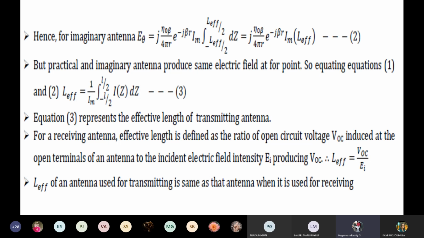For a receiving antenna, effective length is defined as the ratio of open circuit voltage VOC induced at the open terminal of the antenna to the incident electric field intensity producing VOC, that is L effective is equal to VOC by EI, that is open circuit voltage by electric field intensity. So capital L effective of an antenna is used for transmitting as well as for receiving purposes.